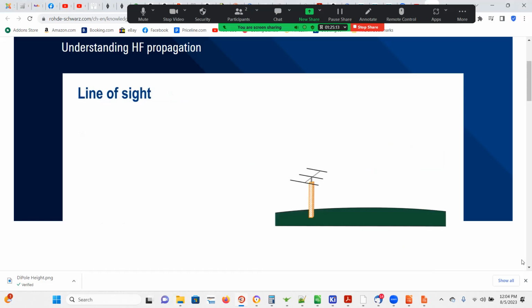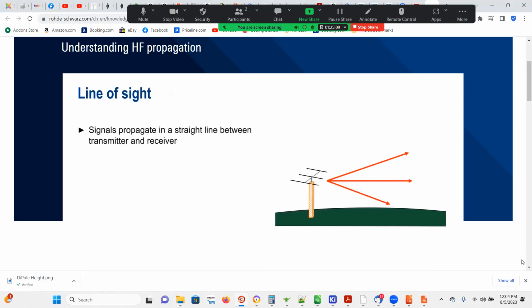Line of sight is fairly easy to understand. Signals propagate in a straight, unobstructed path between the transmitter and the receiver. Line of sight is the only HF propagation mode which is fairly constant. Your ability to use line of sight to communicate with another station at a given location doesn't change much over periods of minutes, hours, days, months, years, etc.